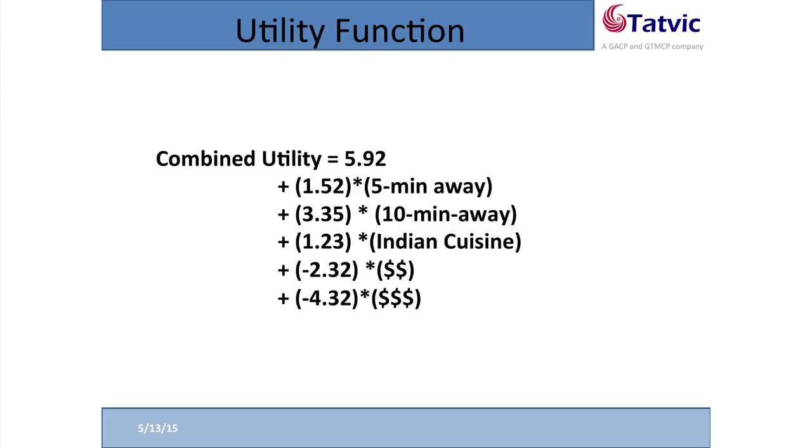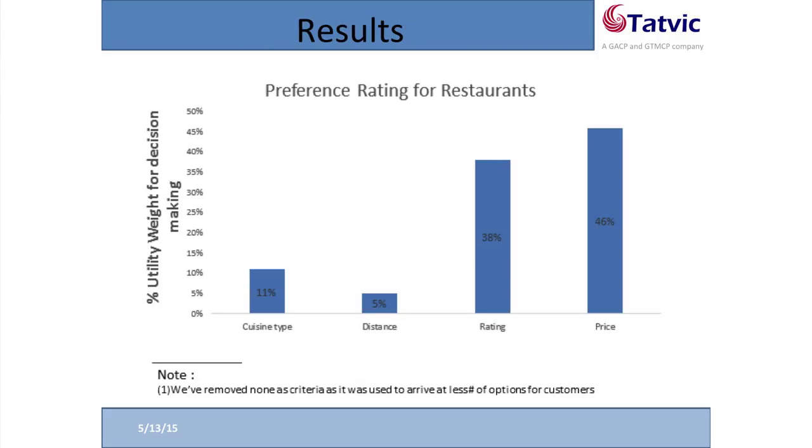This is what you get eventually in the form of a utility function. The utility function says that consumers have these factors, distance, type of cuisine, and dollar, as important factors in their decision making process. The next slide will make it very clear. This is what you get. The vertical axis is the utility weight, how important the different factors really are in that decision making.